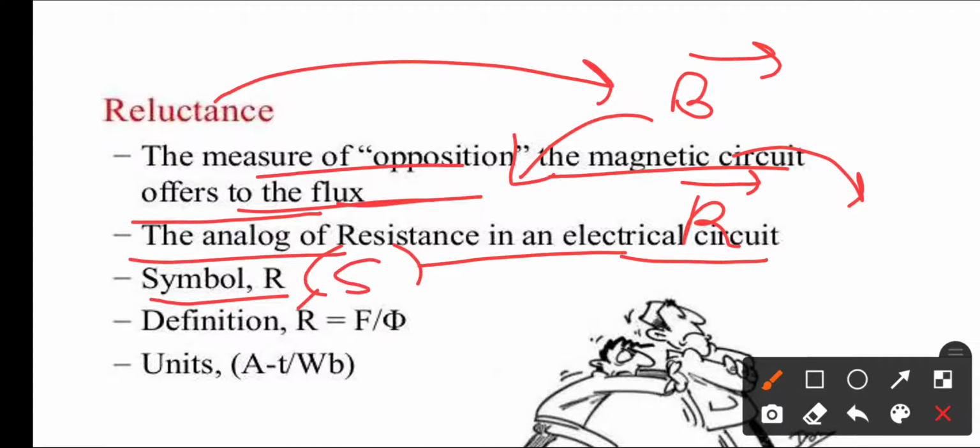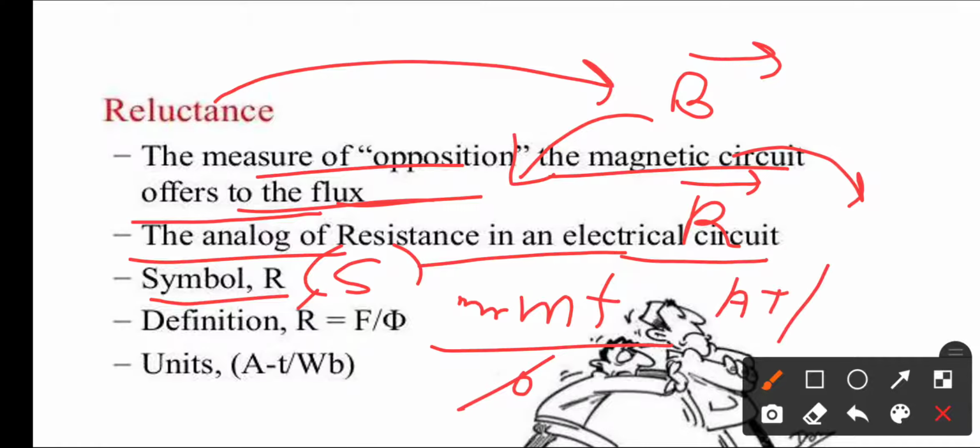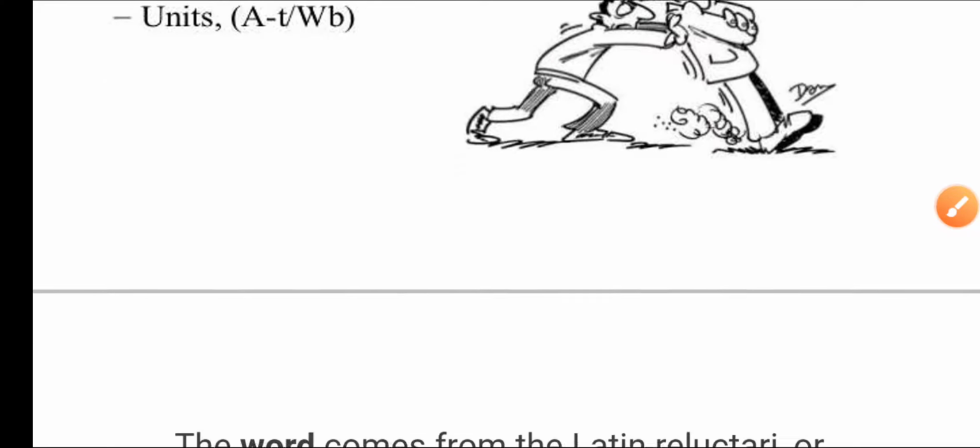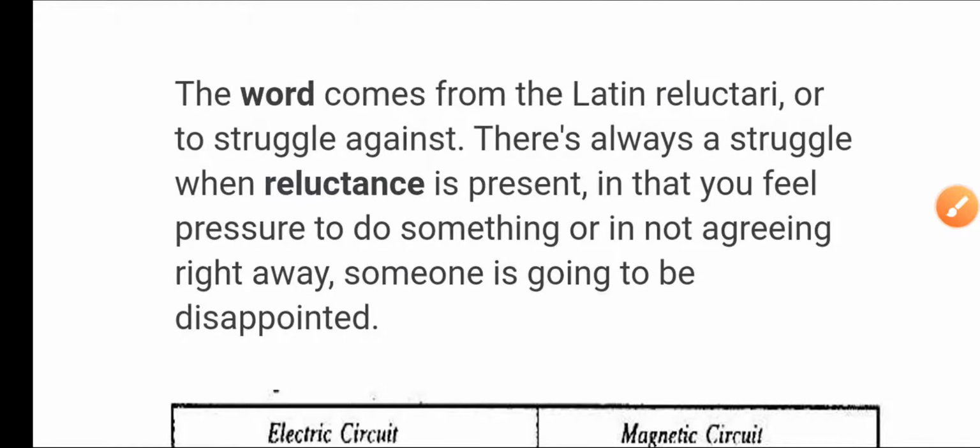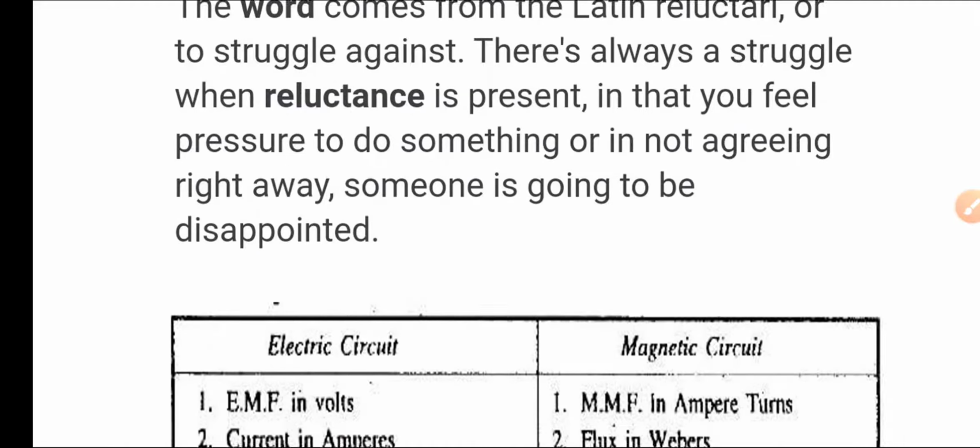Definition: reluctance is MMF, magnetic motive force, upon flux phi, or we can say that MMF is simply ampere turns upon weber. Weber is the unit of flux. The word comes from the Latin reluctare, meaning to struggle against. There is always a struggle when a reluctance is present in a magnetic circuit.